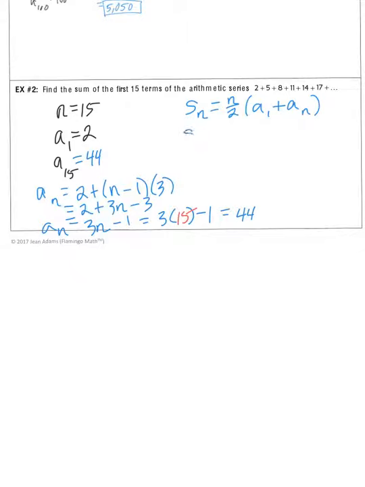So then we're going to plug those values into the summation formula above. So n is 15. And so our first term is 2 and our last term is 44. So 15 divided by 2 times 46, and then that's going to give you an answer of 345.